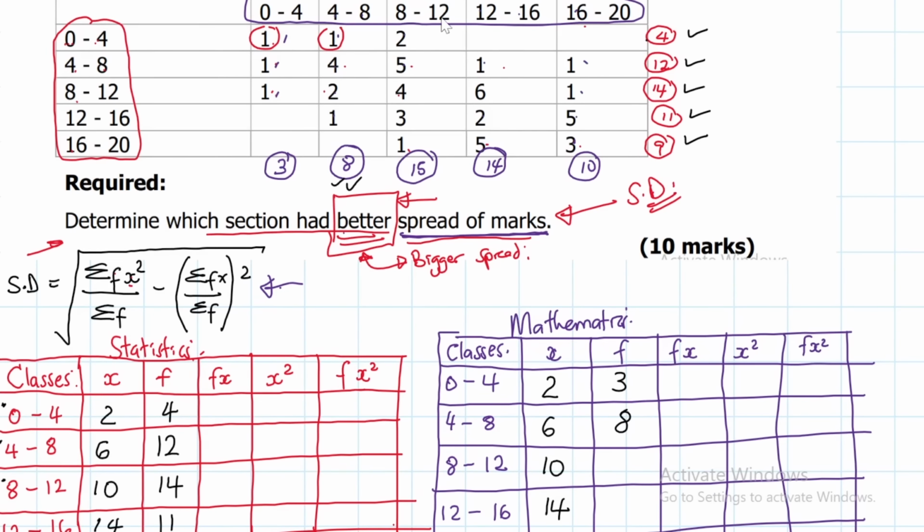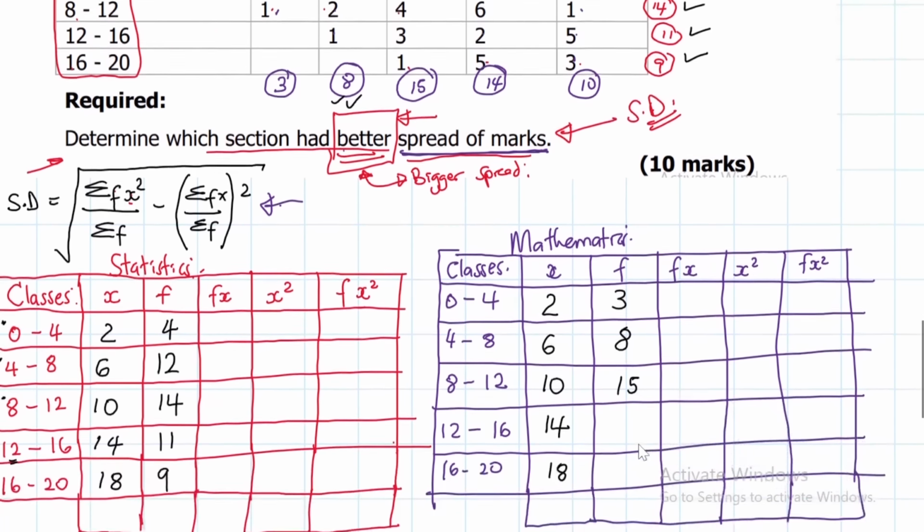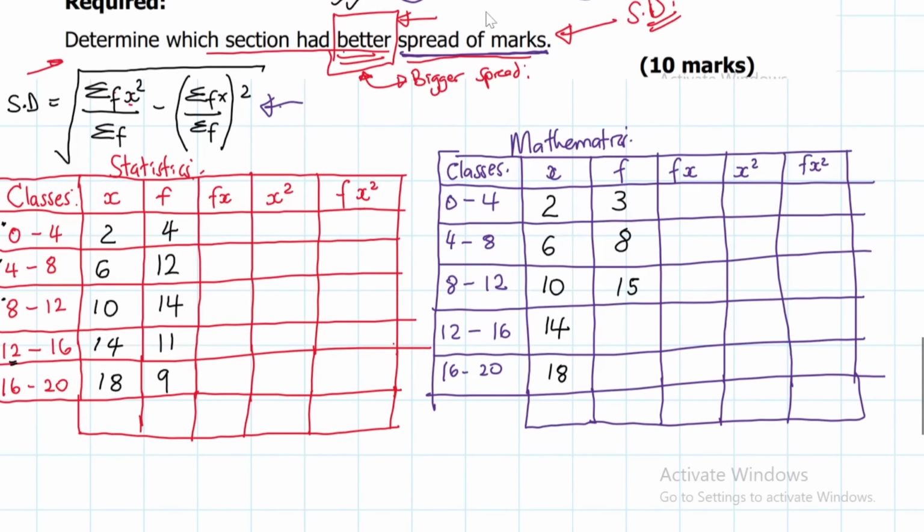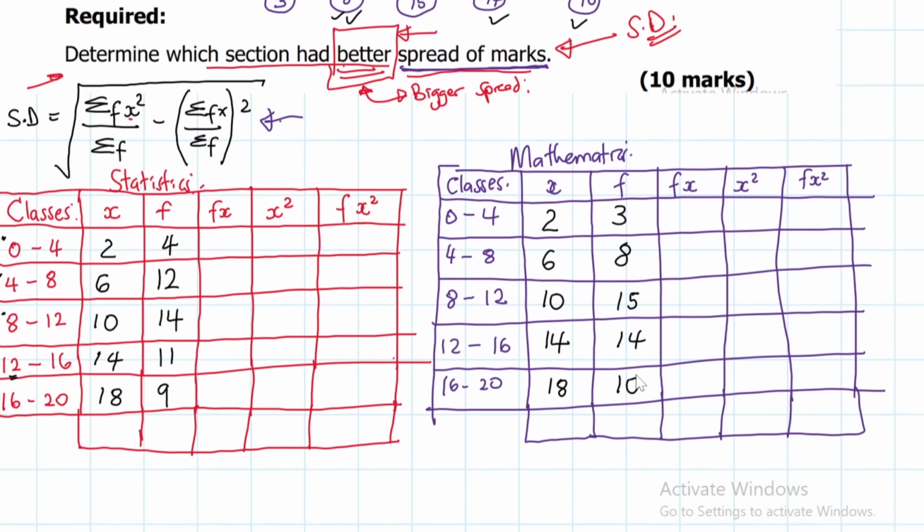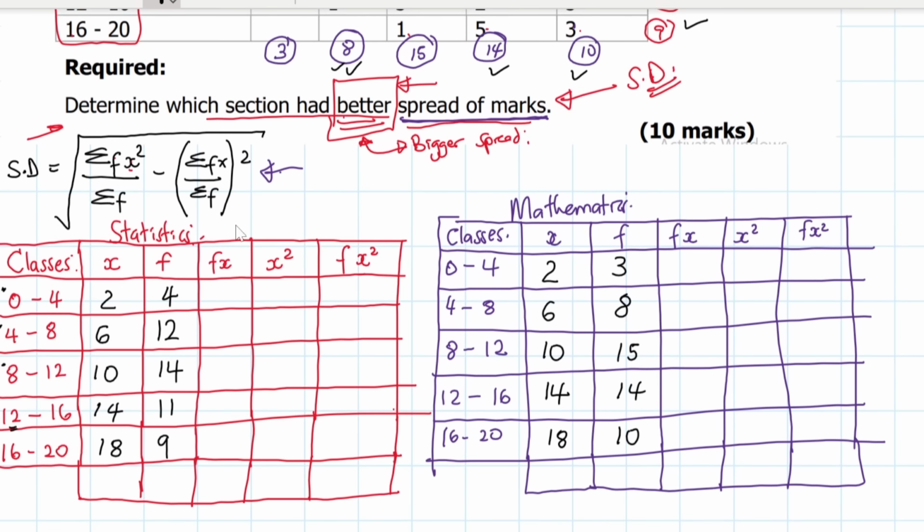The same here, 8 to 12, they are 15. So we come down here and say they are 15. The rest are going to be 14 and 10. The ones for 12 to 16 are 14. These ones are 10, like that. Basically we have just copied the frequency tables for statistics and mathematics. So now the rest of the work is just computational.